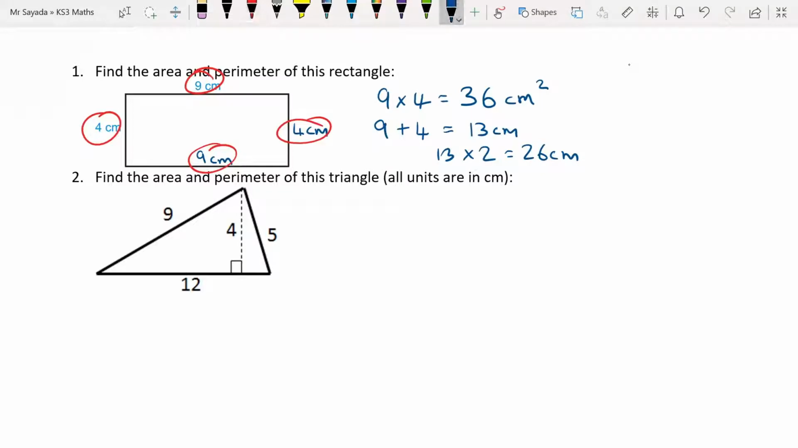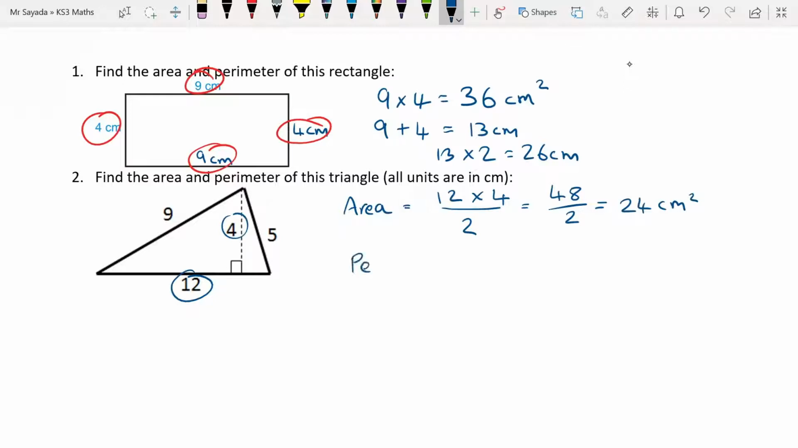For question 2, find the area and perimeter of this triangle. So for the area, we do the base times height divided by 2. So the area will be the base times the height divided by 2. So this is the base, this is the height. That will be 48 over 2, which is 24 centimetres squared.